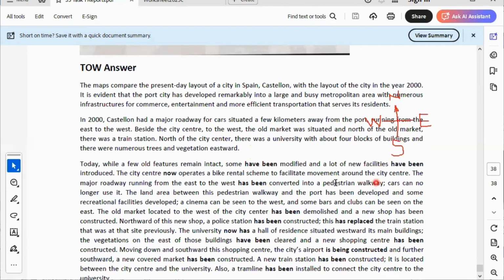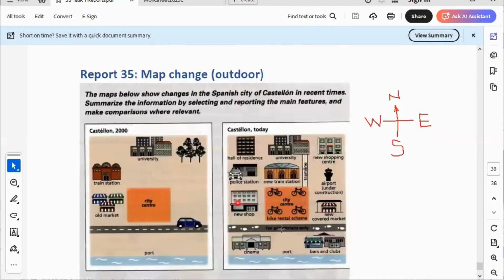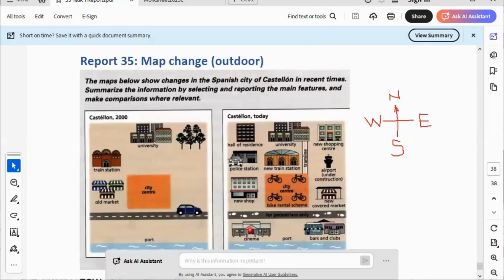Can you see what I said earlier on? Has been converted. Cars can no longer use it. The land area between this pedestrian walkway and the port has been developed and some recreational facilities developed. A cinema can be seen to the west and some bars and clubs can be seen on the east. Can you see? Cinema to the west, bars and clubs to the east. Can you see? West, east. Okay?